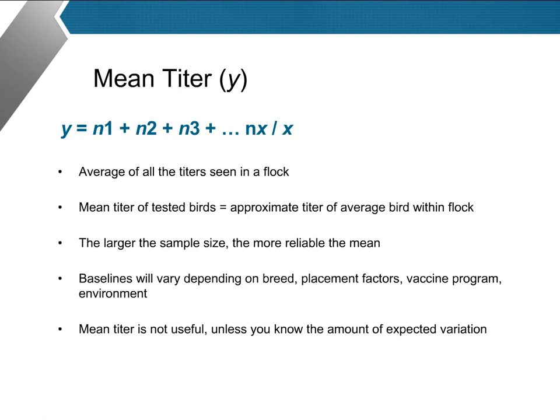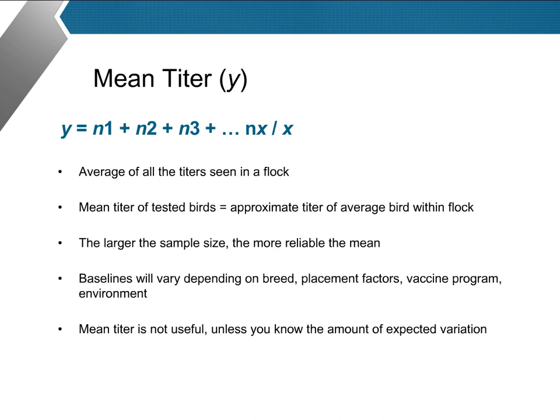Let's move on to the mean titer. This is an average of all the titers seen in the flock, and it's sort of meant to correlate to the approximate average titer of the average bird. So with a large sample size, this mean titer will be more reliable, and you can either look at the G-mean or the A-mean. XCheck will provide you with both, and you can choose which one you prefer.